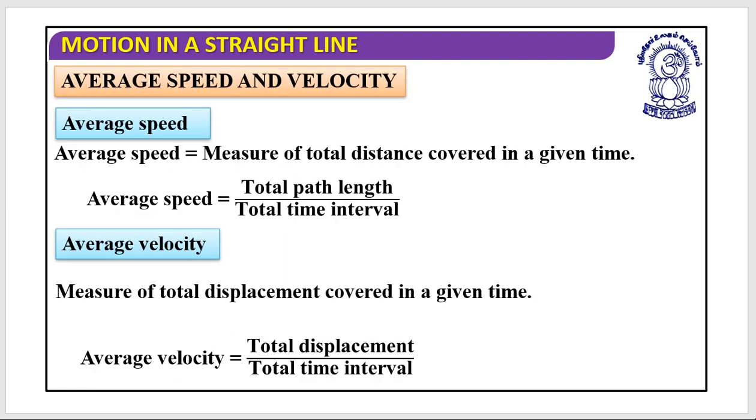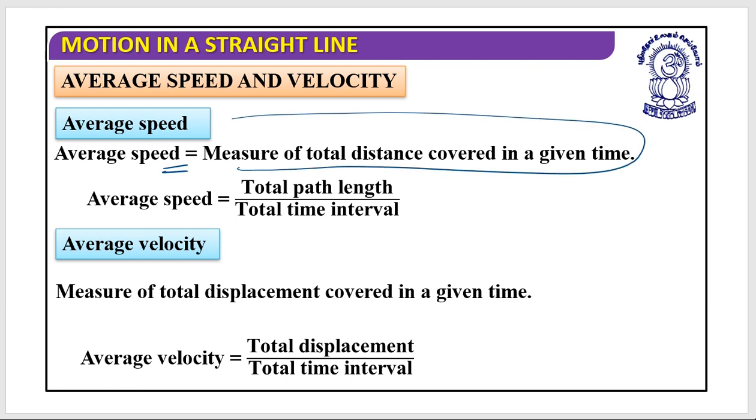Now, what is average speed? When we say average speed, it's a measure of total distance covered in a given time. So that is total path length divided by total time taken. What is average velocity? It is a measure of total displacement covered in a given time. It is the total displacement divided by the total time interval. Okay, what are the units of average speed and average velocity?